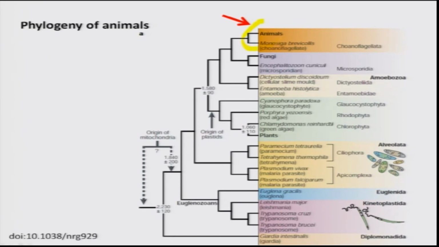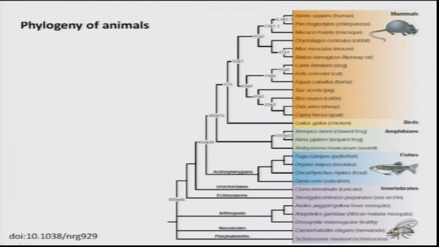So, the animals are represented here, and the rest are all the other species we are talking about, the primitive species like Euglena and others, amoeba and others, fungi and so on. But if you go to more animal phylogeny, that is what is shown here. So, you have all the invertebrates here and then the vertebrates coming over here, and then of course, you have the Homo sapiens here.